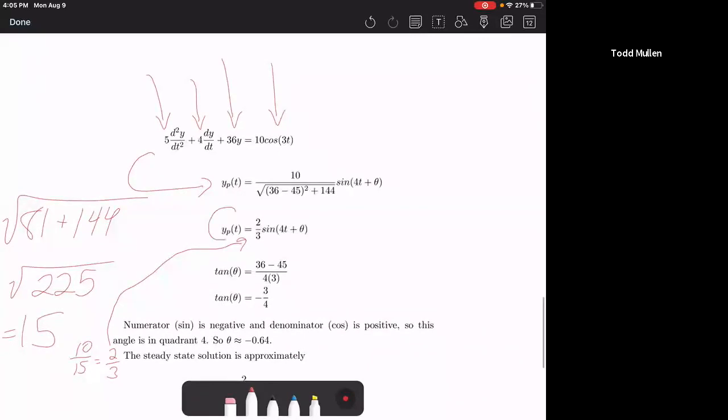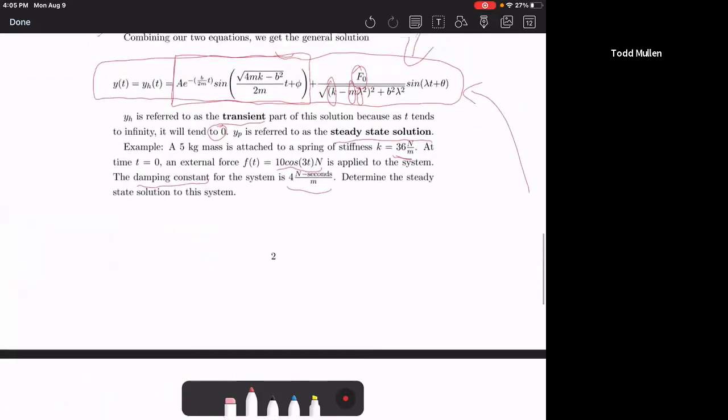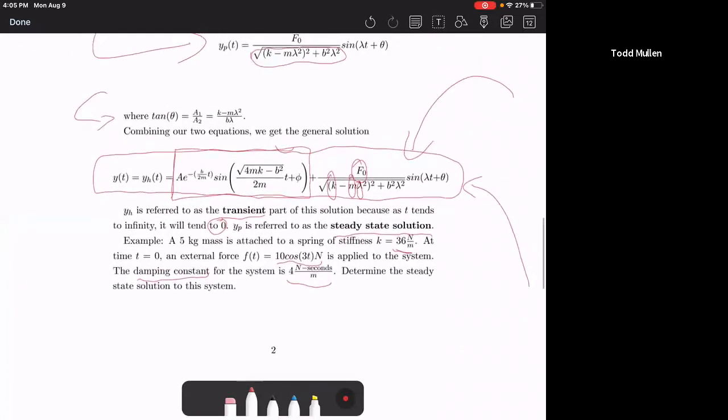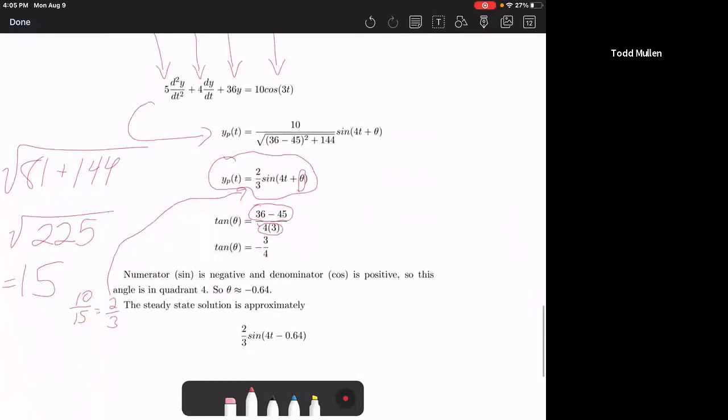So this is our solution. The only thing we're missing is that theta value. You'll notice that for this section, we've moved from phi to theta, but it doesn't matter what you call it. Tan theta is 36 minus 45 over 4 times 3. Well, where is that coming from? Remember, that's just a1 over a2, so k minus m lambda squared divided by b lambda. So we're just plugging values in.